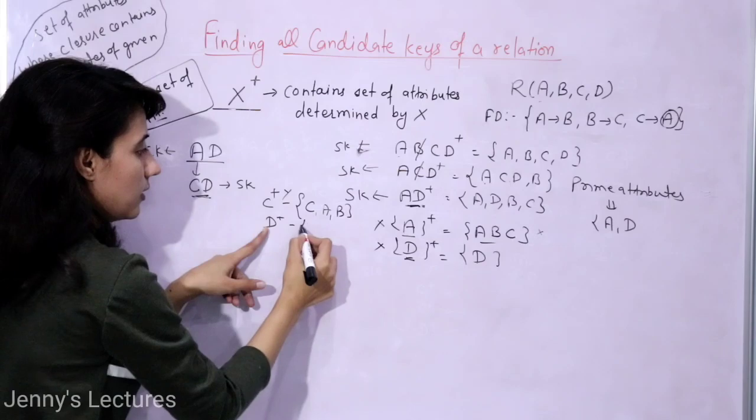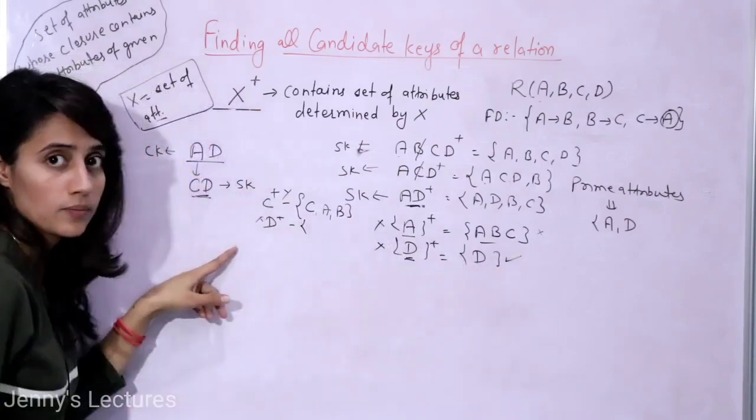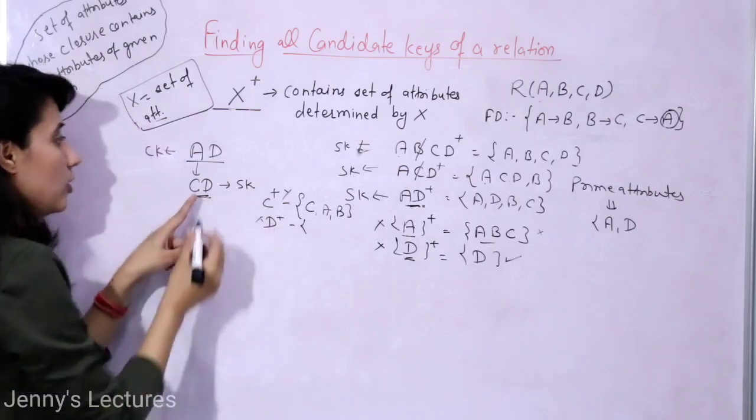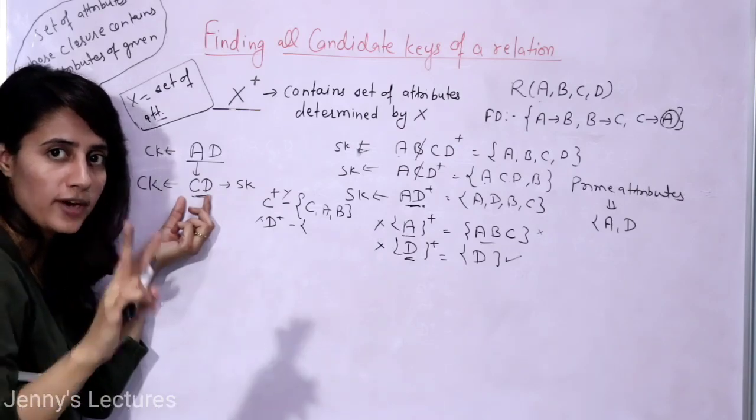Now what about D? Using D I can only find D. I have already checked this one. So this is also not a super key, right? No need to check again. So now you can say that this is a candidate key. We have got two candidate keys.